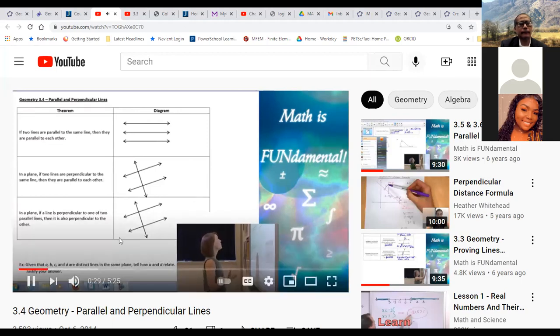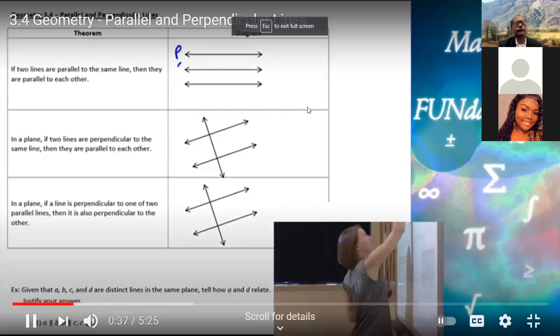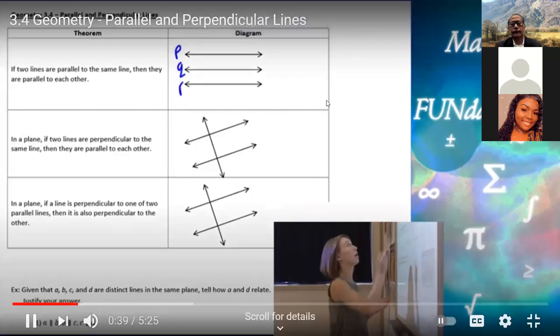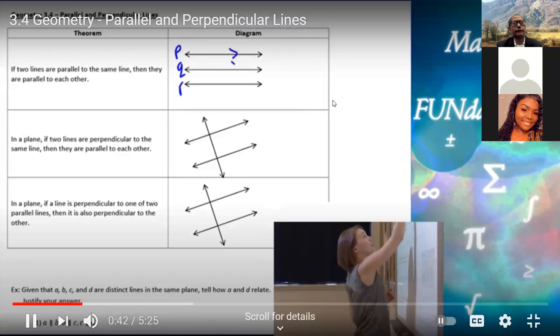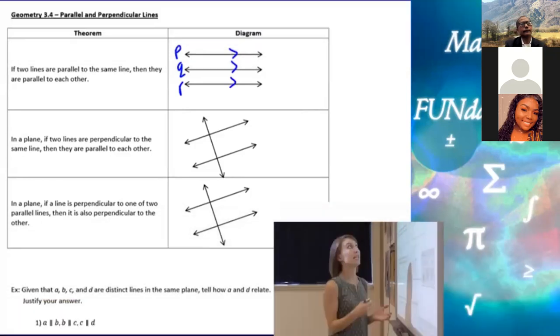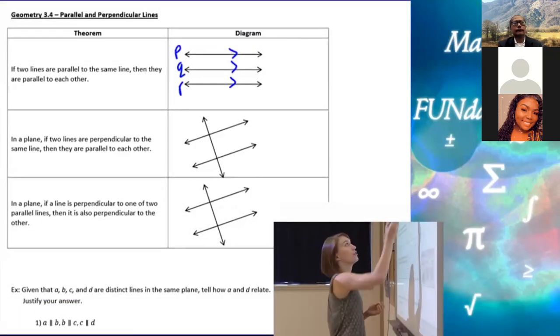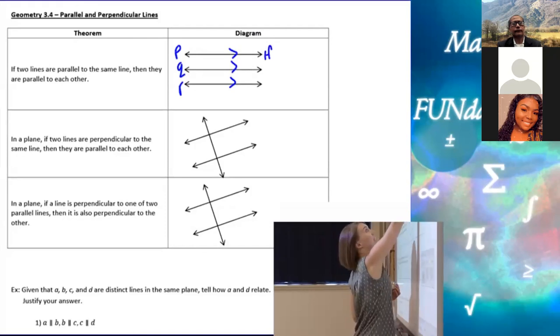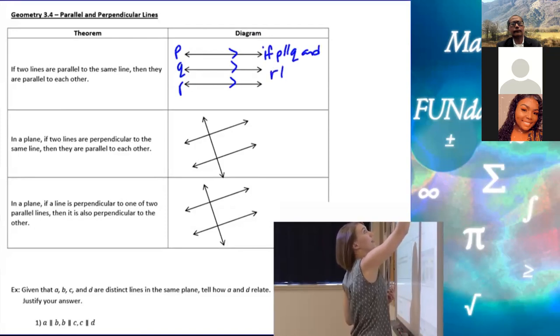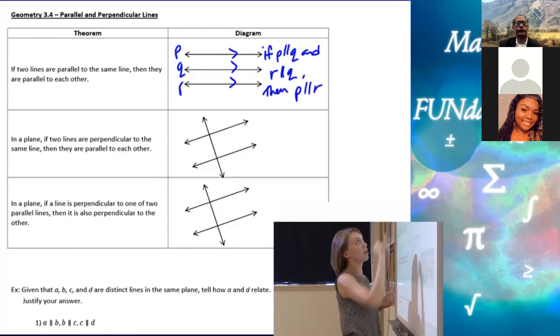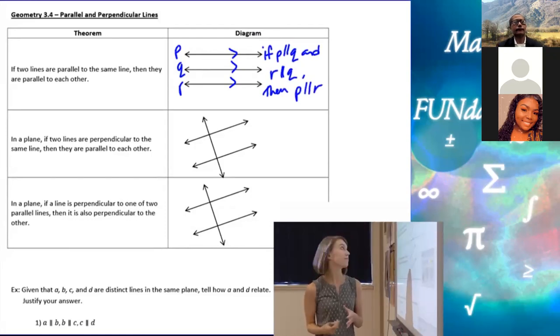All right, the first one says, if two lines are parallel to the same line, then they are parallel to each other. So, a little diagram to help us out. If we have P, Q, and R, so 3 lines, if P is parallel to Q, and R is parallel to Q, then P has to be parallel to R. So symbolically, if P is parallel to Q and R is parallel to Q, then P is going to be parallel to R. So that's what that theorem states.